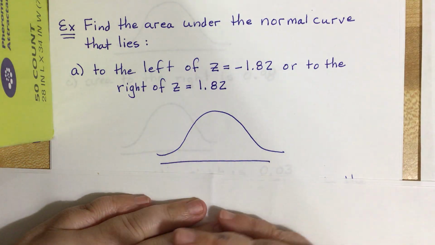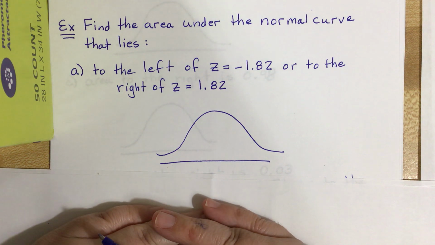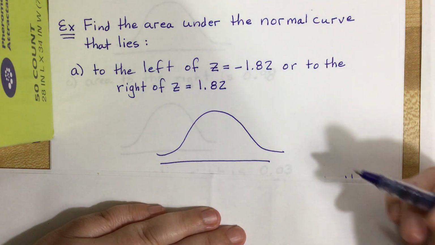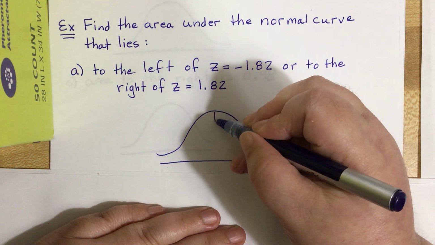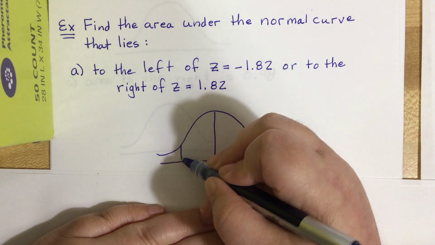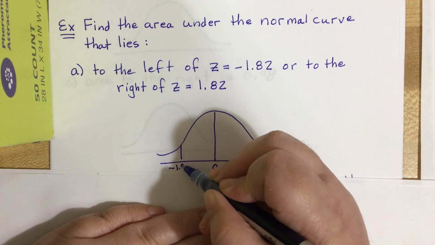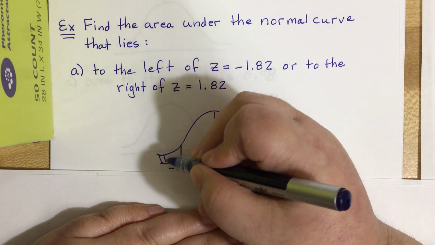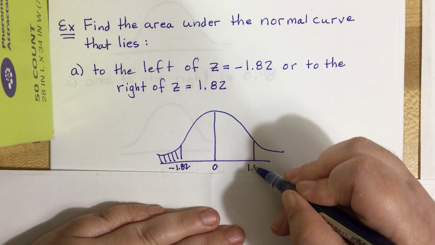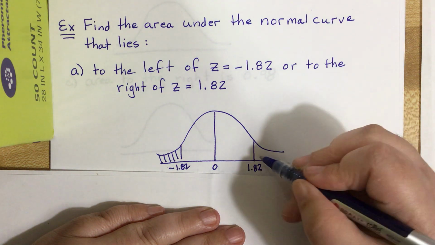Hi guys, this is just a continuation of the last lesson, so let's continue. In this problem we want to find the area to the left of z equals negative 1.82 and the area to the right of positive 1.82. So what does that look like? We want the area to the left of negative 1.82 and we want the area to the right of positive 1.82.